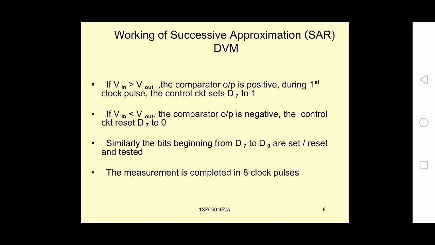Then we check the condition of the unknown input voltage against Vout. If the comparator output is positive, then your D7 is 1. If Vin is less than Vout, you have to reset the D7 bit and go for the next clock cycle. In that clock cycle, you make D6 as 1.